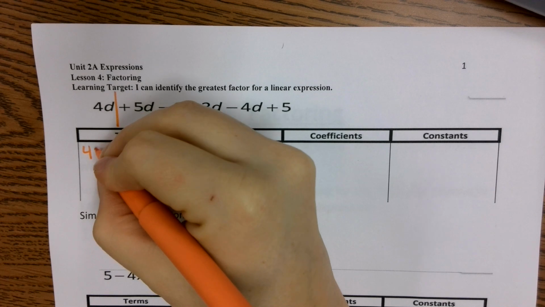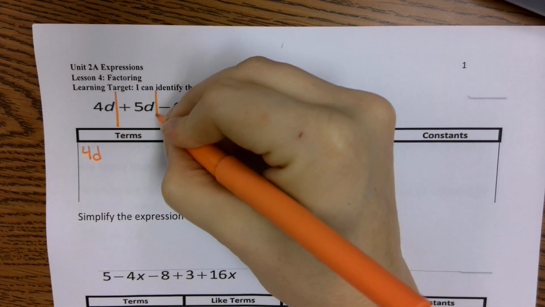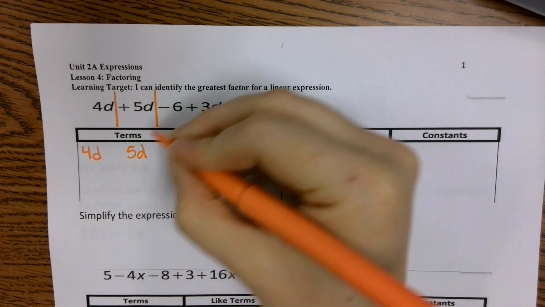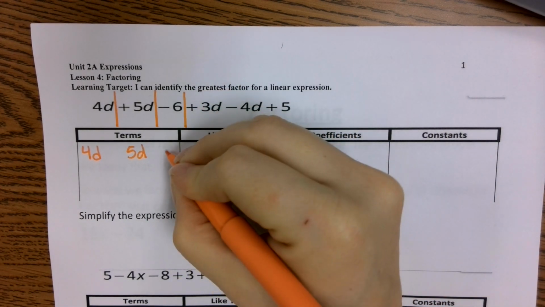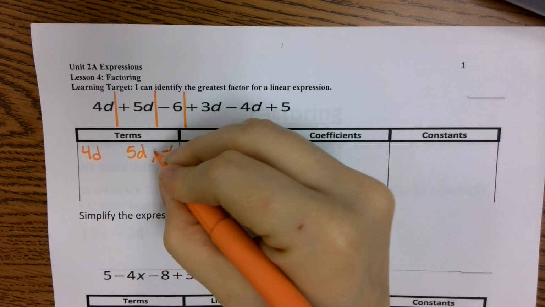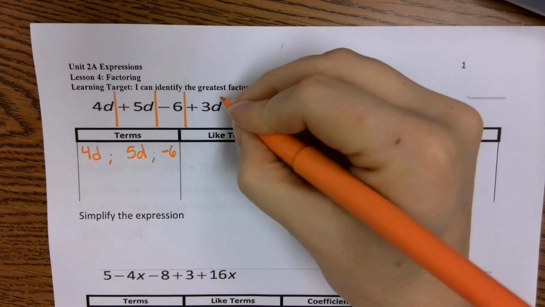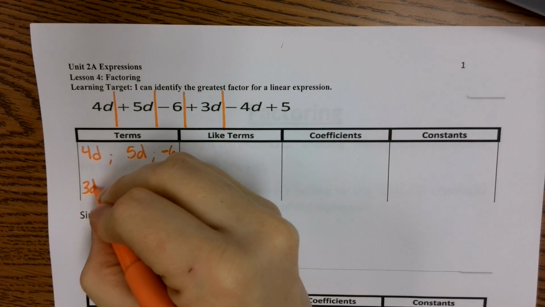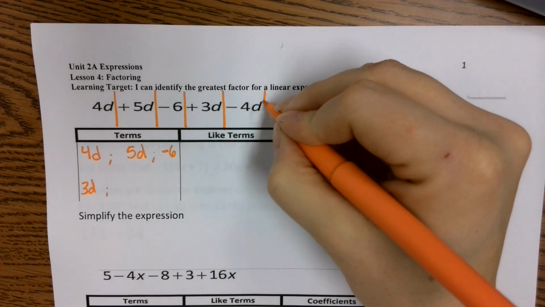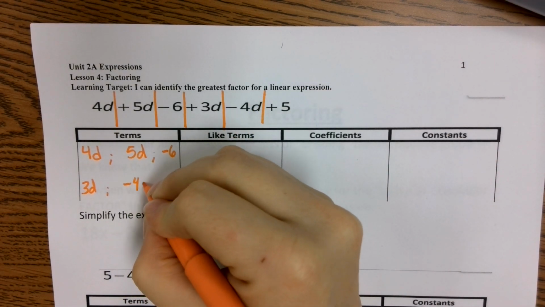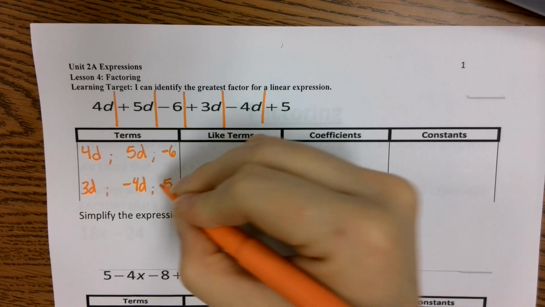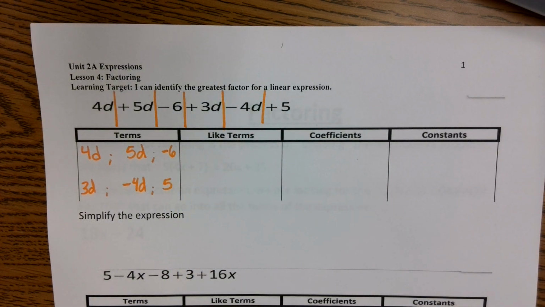first term, which is 4D. I can build another separation, so there's my second term, 5D. I have another term, which is -6. I'm going to put little parentheses. I have a 3D. I have a -4D. And then my last term, which is a +5. So there's all of my terms. I've got 6 total terms to deal with.